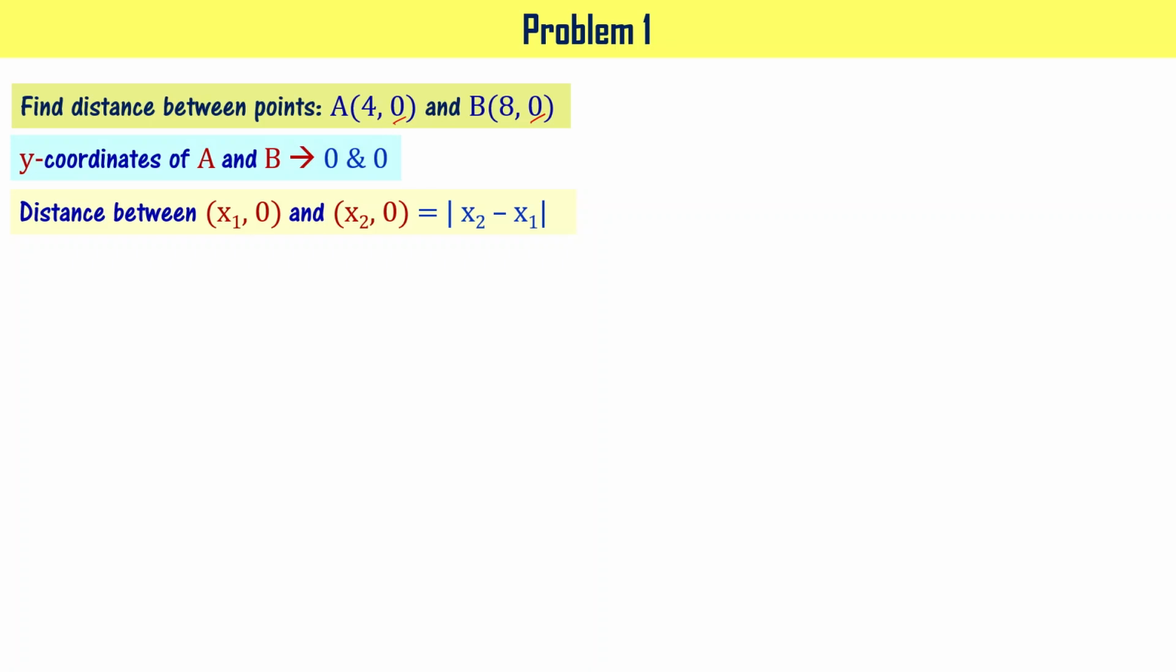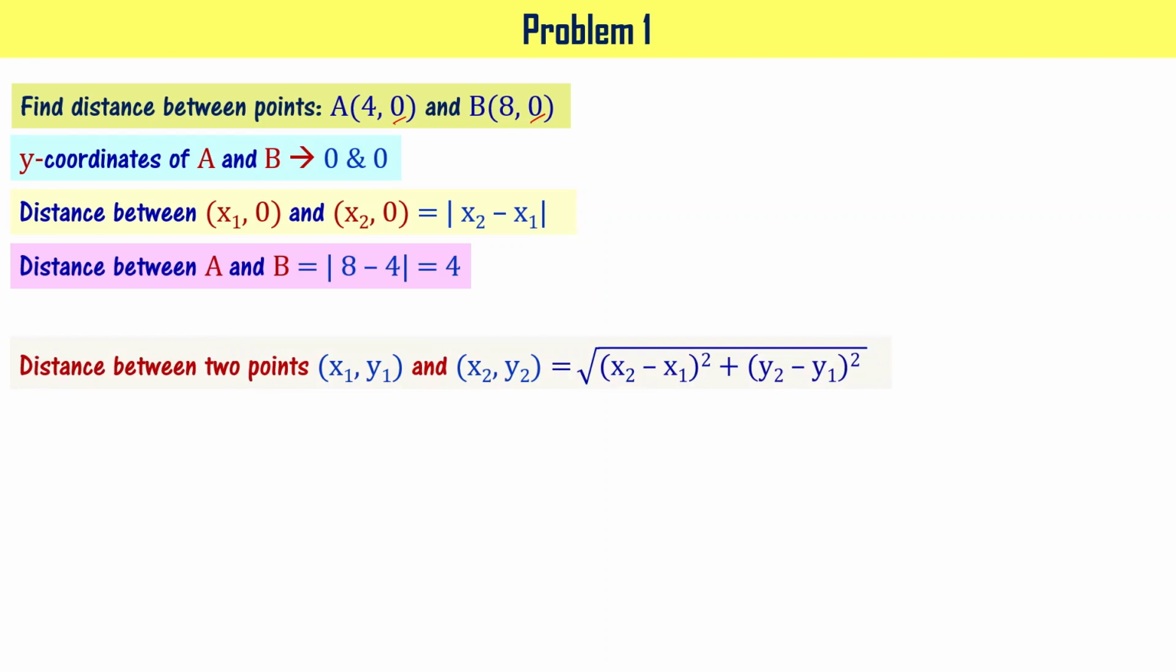Now let's substitute the values x1 equal to 4 and x2 equal to 8 into this equation, such that you get distance between A and B as modulus of 8 minus 4, that is equal to 4, right? We have also learnt about another formula just now that doesn't really worry about whether you have the given points on the x-axis or y-axis or somewhere else, right? Let's try to solve this problem using that formula also.